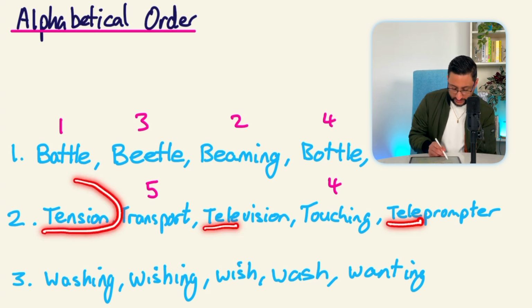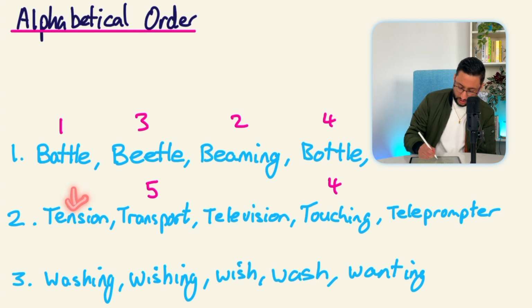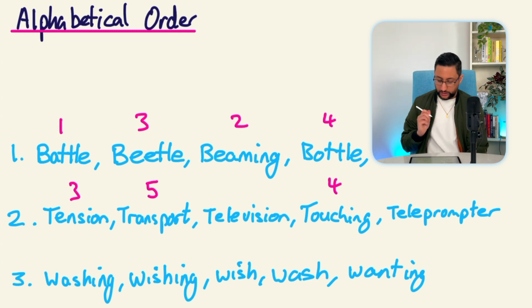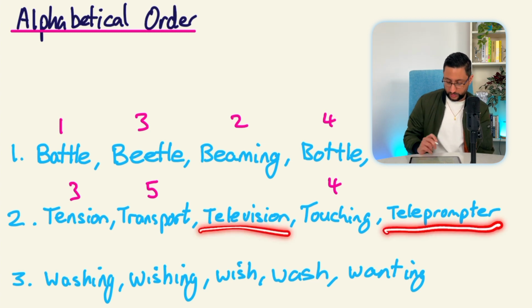The other word we have is tension, and that's not a T-E-L-E word, it's T-E-N. So does N come before or after L? It comes after. So that's actually going to be 3. Now it's a fight for first place. Are we going to be putting television in position 1 or teleprompter in position 1?